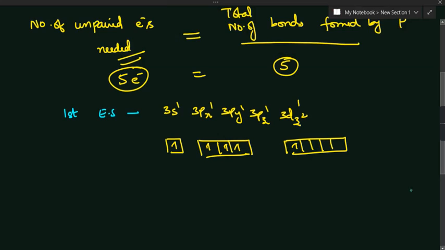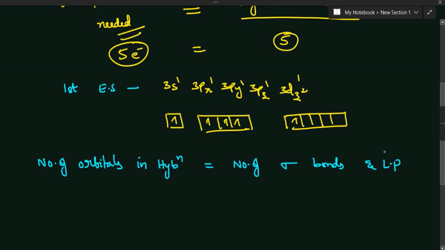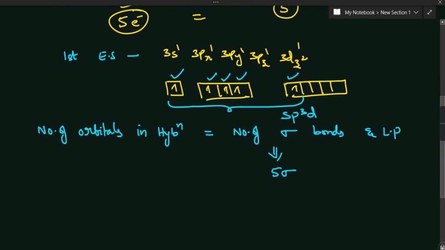Now the question is, how many orbitals will be in the hybridization? So number of orbitals in hybridization is equal to number of sigma bonds and lone pair. Now in case of PCl5, the total number of sigma bonds are 5 sigma bonds. So therefore 5 orbitals will be in the hybridization. So what kind of hybridization we'll see here? sp3d, 1s, 3p and 1d. So therefore the hybridization here is sp3d. So phosphorus undergoes sp3d hybridization.